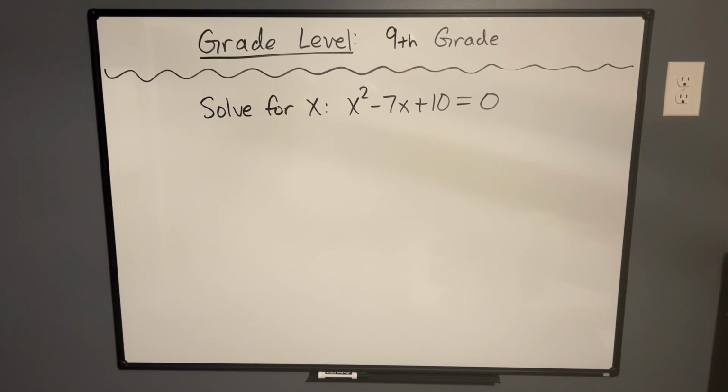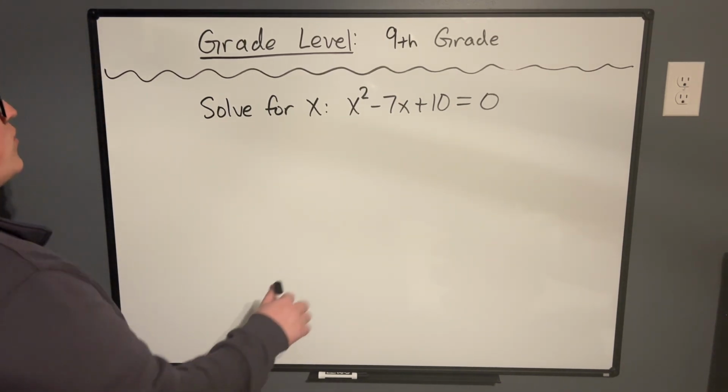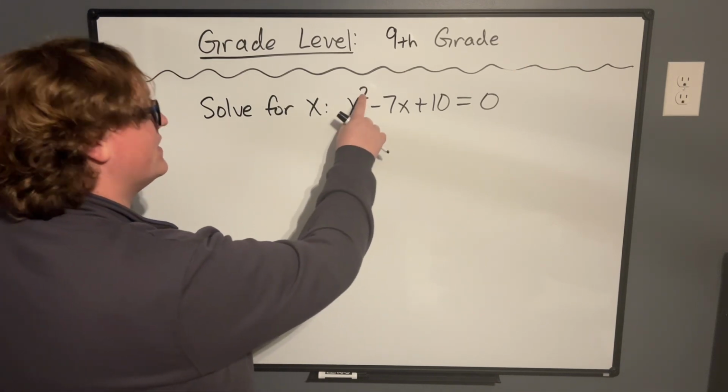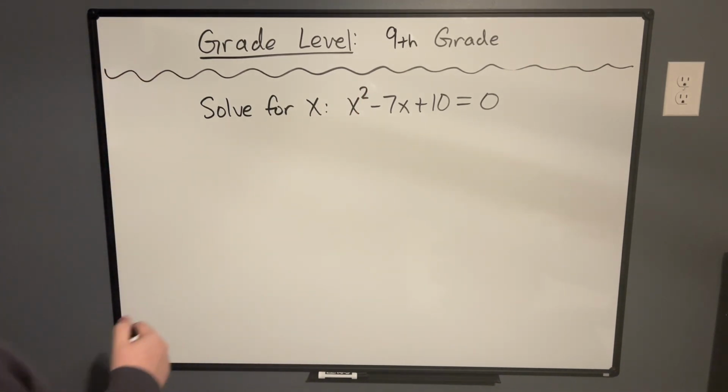So it says solve for x, and we have x squared minus 7x plus 10 equals 0. Now the important thing to remember about this is that we actually have what's called a quadratic equation, right? Because we have this x raised to the second power. So what that means is that we're going to have two solutions for x instead of just one.